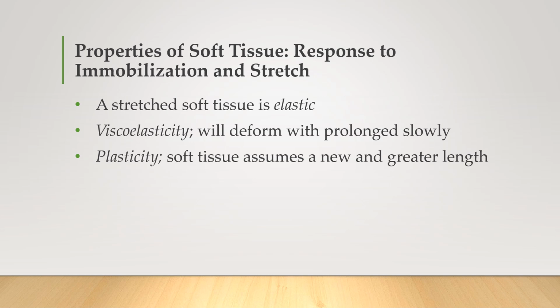Okay, so properties of soft tissue. Whenever we're stretching soft tissue, it's typically elastic, right? It's going to stretch beyond its normal length, kind of like a rubber band would. We have this viscoelasticity, which basically just says tissue will deform with prolonged stretch. So with a low load, prolonged stretch, we're going to see that deformation of the soft tissues.